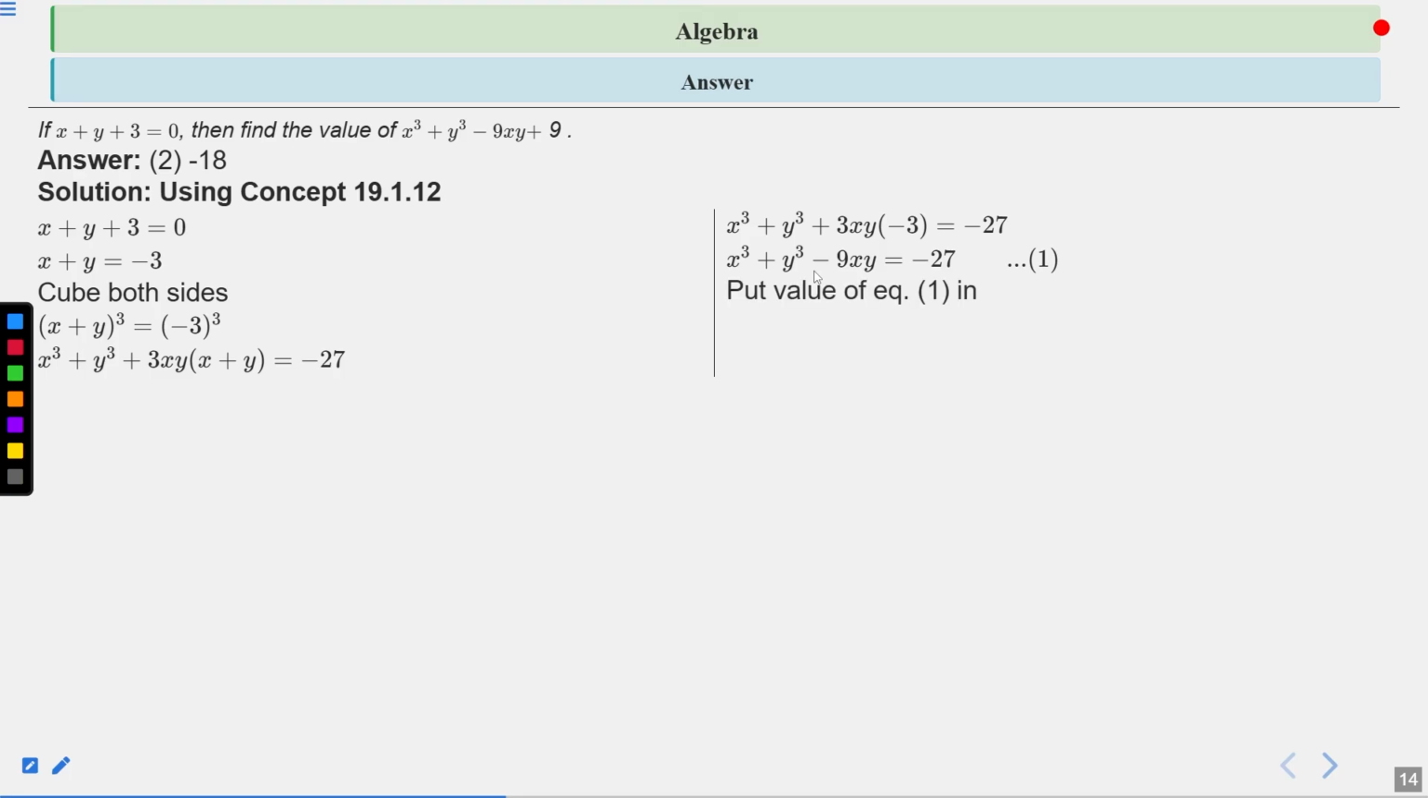Now put the value of equation 1 in. So we get x cube plus y cube minus 9xy plus 9, which equals minus 27 plus 9. When we simplify it, what do we get? We get minus 18. So that's why the second is the correct answer of this question. We add 9 on both sides, so we get minus 18. Second is the correct answer. Next one.